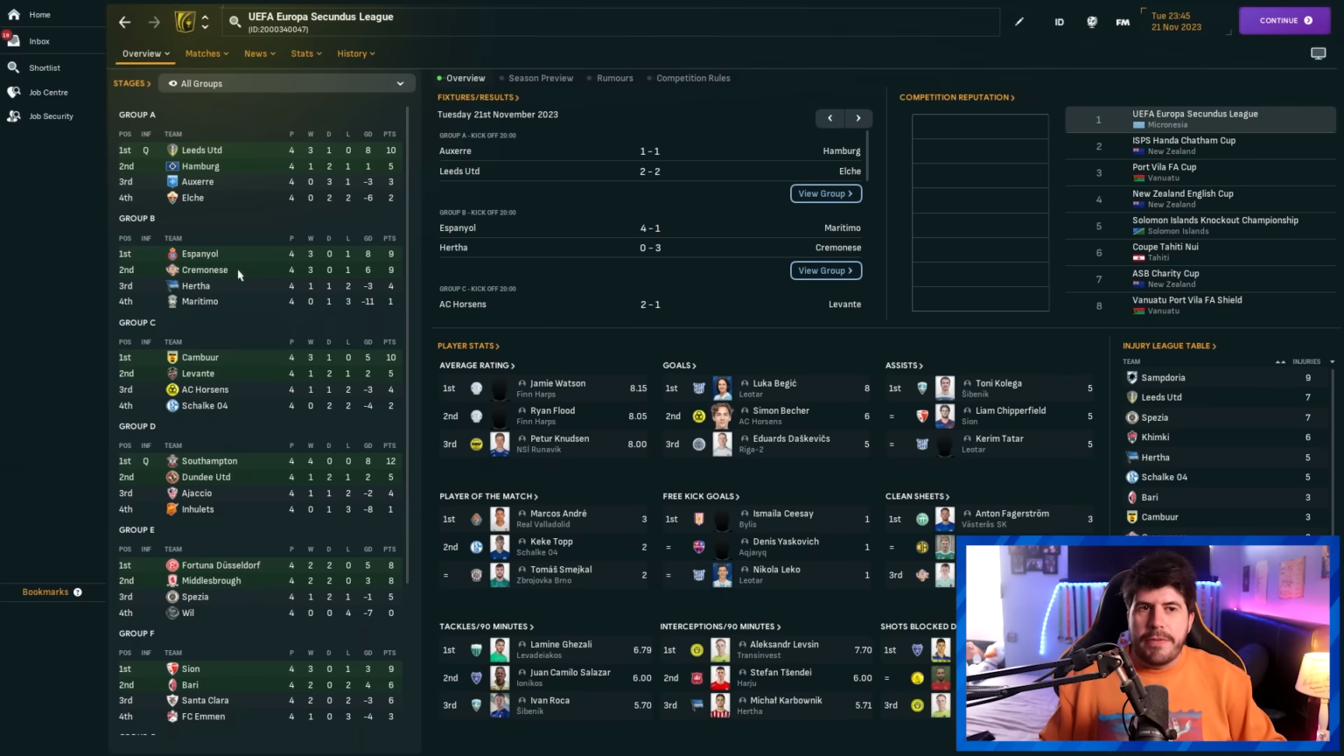Quickly cutting back in after match day four, Leeds have already qualified as group winners in their group, with the usual stuff going on. It looks like Espanyol and Cremonese are through. I'm surprised Hertha have done so poorly. Canberra have absolutely killed it in that group. Dundee United have still got a great chance at qualifying.